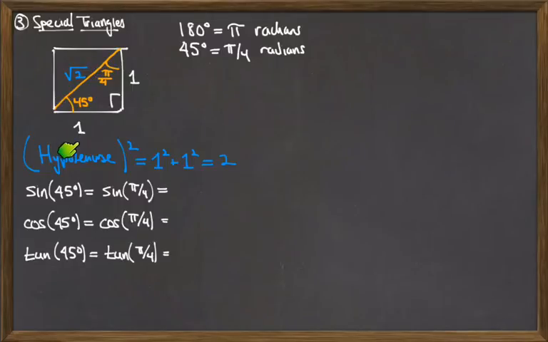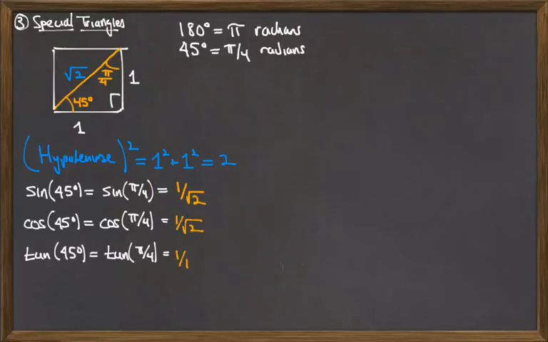Sine is opposite over hypotenuse, so it's going to be 1 over square root of 2. Same for the cosine. The cosine is adjacent over hypotenuse, so I'm standing here at the pi over 4. Adjacent over hypotenuse, 1 over square root of 2. And then finally, the tangent is the opposite over adjacent, so it's going to be 1 over 1, and of course that will simplify. In fact, all of these are typically written in a simplified form.